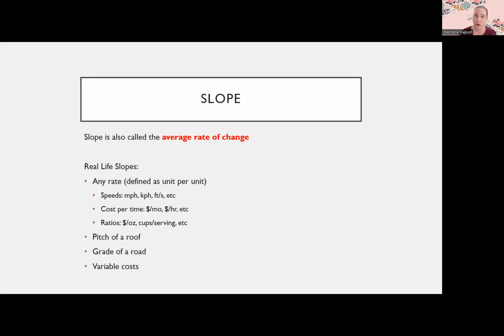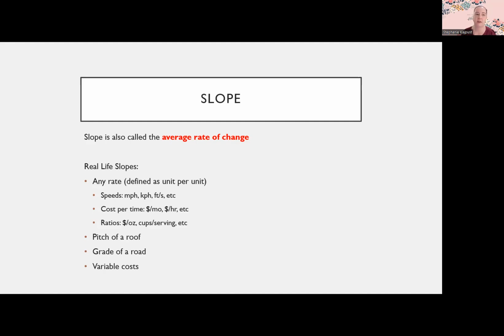Other types of slope are the pitch of a roof and the grade of a road, which is interesting because the grade of a road is usually given as a percentage. If you're in a mountainous area, they might say it's a 5% grade or 15% grade, and it's a percent, but it's still measuring the amount of change. They've just put it into percent form. And so that is actually measuring the slope of the road.